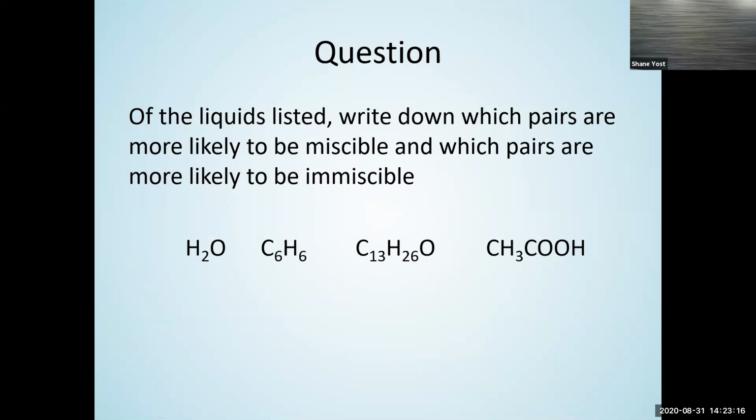So here, take a second and make a list. We have 4 different liquids here. And the question is which different pairs of liquids will be miscible, and which different pairs of liquids will be immiscible? There's a total of 6 different pairs that we could choose from. Out of those 6, which are miscible and which are immiscible?